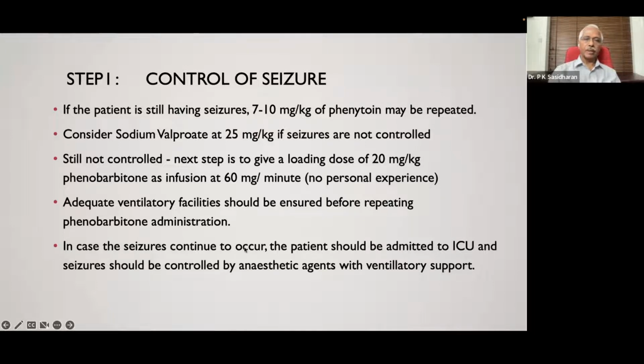In case the seizures continue to occur, the patient would be admitted to the ICU, and seizures should be controlled by anesthetic agents and ventilatory support. That's a last resort. At this point, anyway, generalist doctors will not be involved.